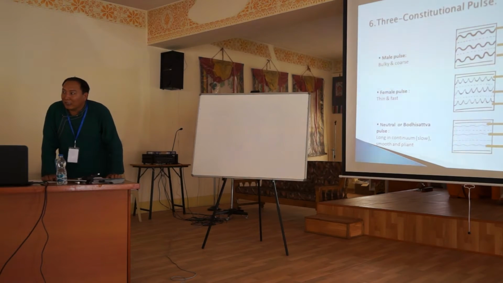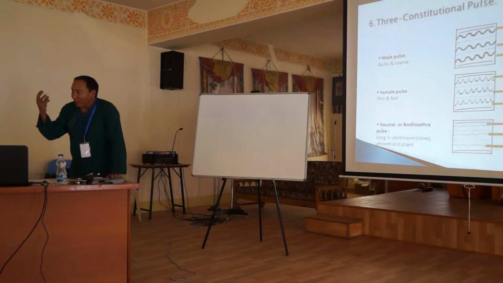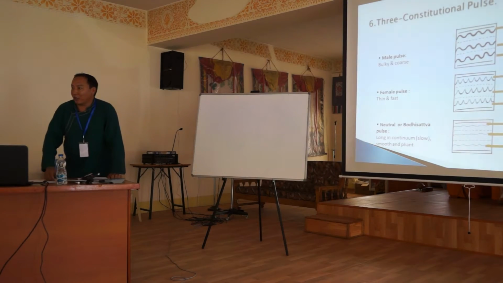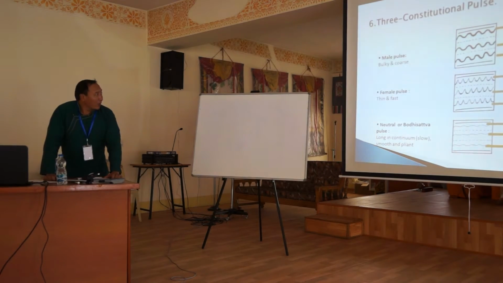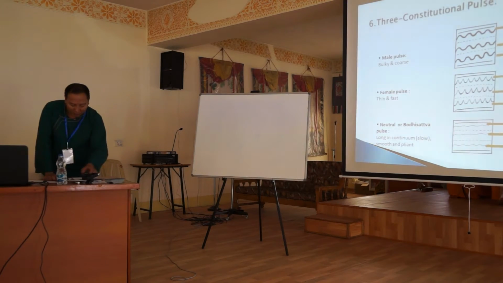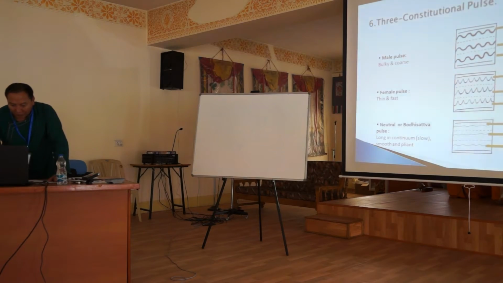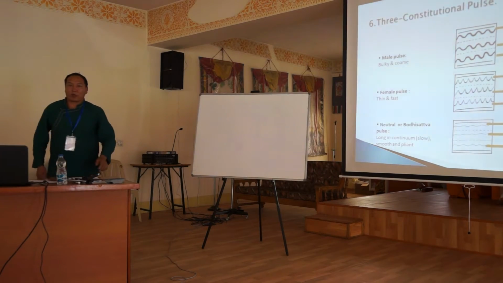So if both have neutral pulse characteristic, then they only have one child, and the next child will not be born. Okay, these are the 3 constitutional pulses. So we should know the constitutional pulse, right?